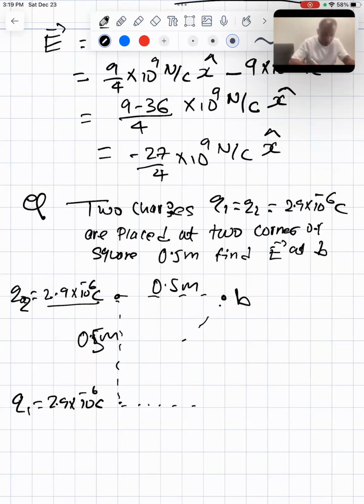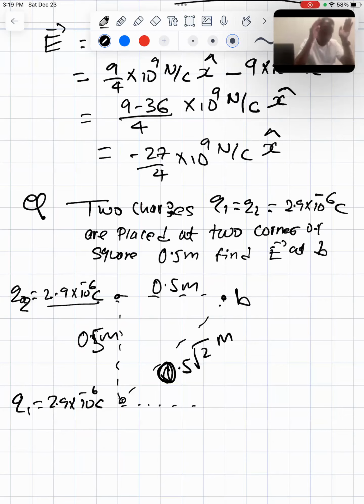Because of the Pythagoras theorem, this distance is just 0.5 square root of 2 meter. The distance from here to here is 0.5 times square root of 2 meter. And then I want to find the electric field. What can I do, guys? How can I find the electric field? Before you even start, you have to find the direction of the electric field.